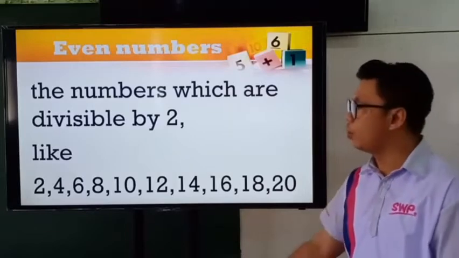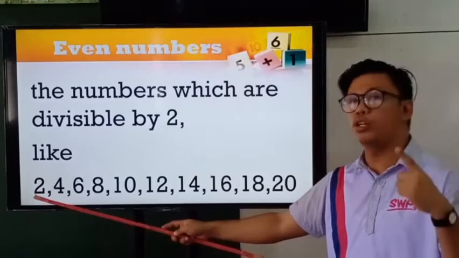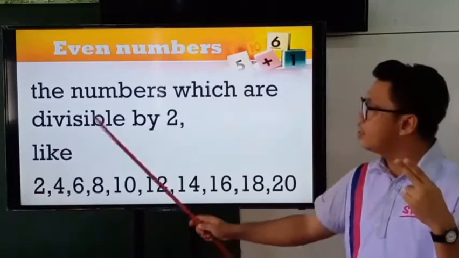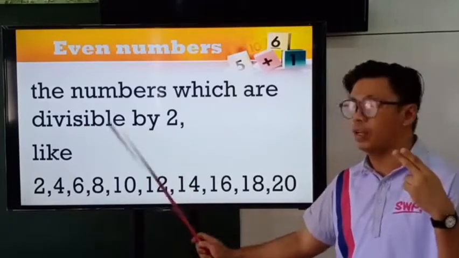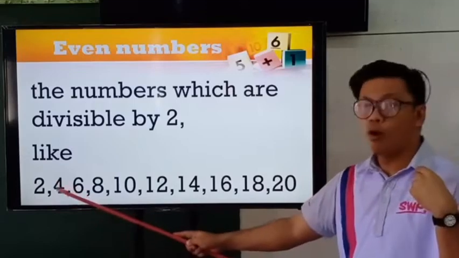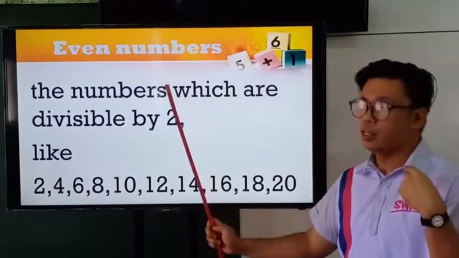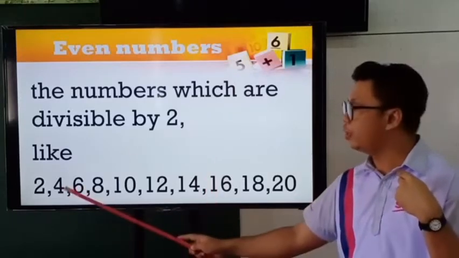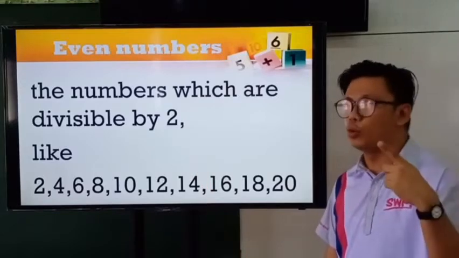For example, we have here 2. So 2 can divide 2. So 2 divided by 2 is 1. It means it is divisible by 2 or can be divided by 2. We have here 4. Is 4 an even number? Yes, because 4 can be divided by 2. If we divide 4 by 2, the answer is 2.